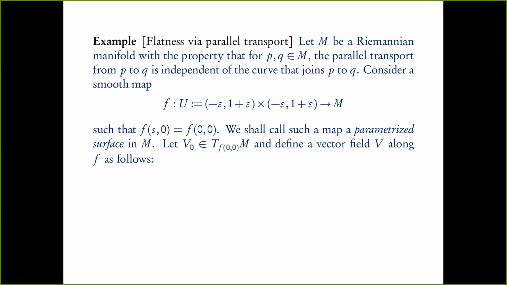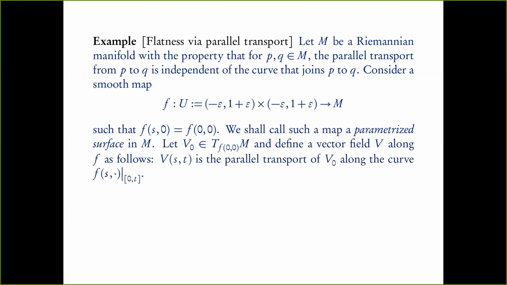Okay, so let's take v0 to be an arbitrary tangent vector in M at the point f of 0, 0. So consider the tangent space T at f of 0, 0 of M, choose a vector there, v0, and we are now going to define a vector field V along f, meaning what? We're going to define a vector field V on the image of f. So the image of f is going to be some sort of a surface, may not be embedded, and we want to define a vector field along that surface.